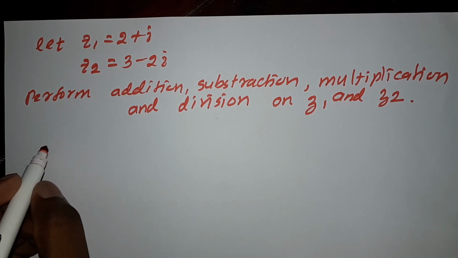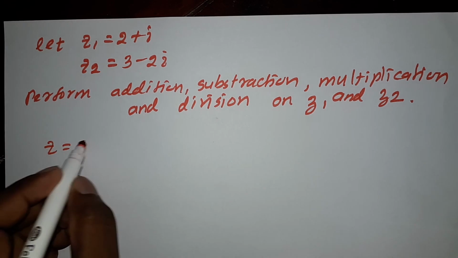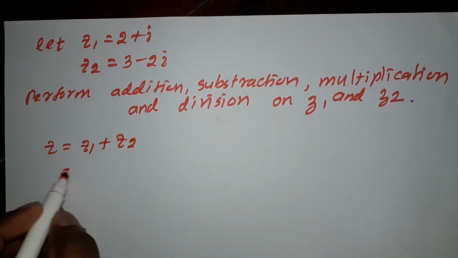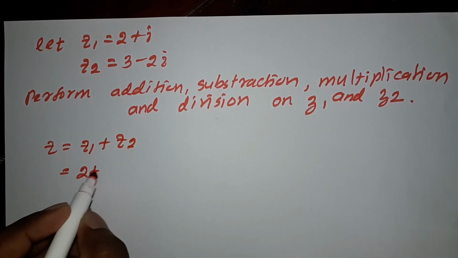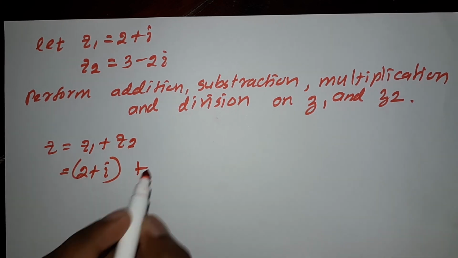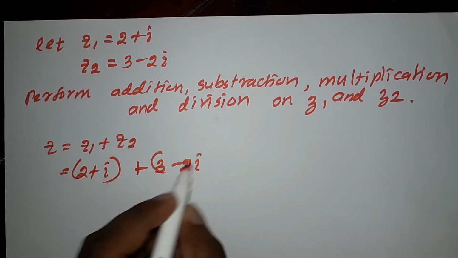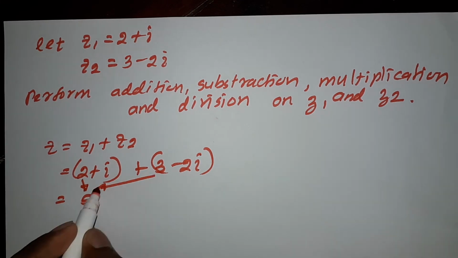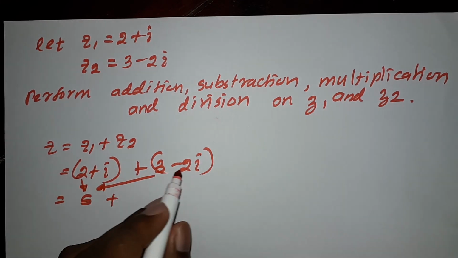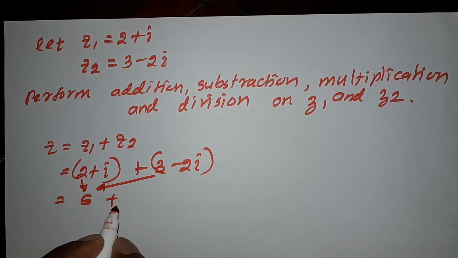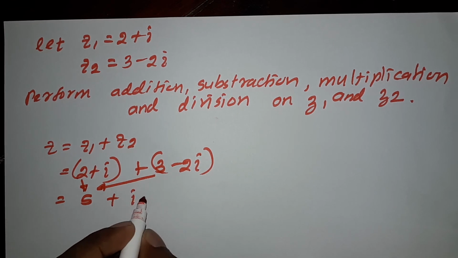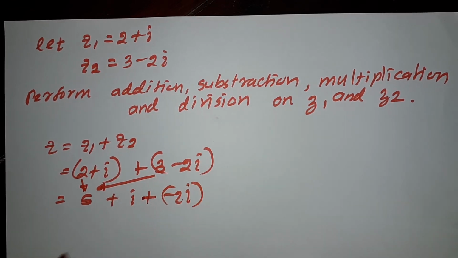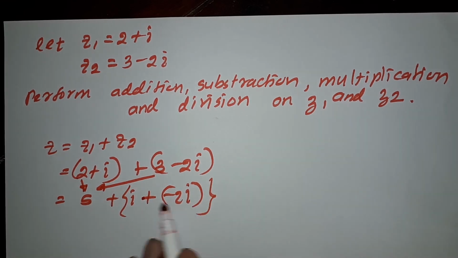So let's say the resulting number is z, and z is z1 plus z2. Now I write down z1, 2 plus i, plus 3 minus 2i, which is z2, and then 2 plus 3 becomes 5, plus i plus minus 2i becomes minus i. So plus into minus becomes minus, so i minus 2i is minus i.